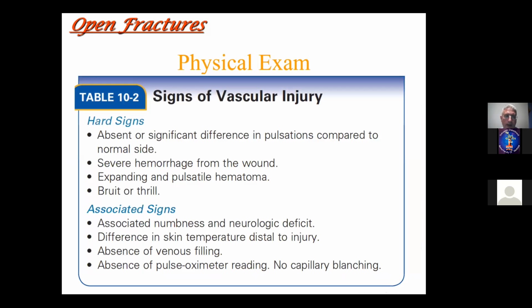Signs of vascular injury: we have, of course, hard signs and we have associated signs. The hard signs, of course, are severe bleeding, active bleeding from the wound, absent or significantly different pulsations compared to the normal side, and expanding or pulsatile hematoma. Expanding hematoma is very important because sometimes open fractures are sent to a small hospital, which refers the patient to a bigger center after suturing the wound for hemostasis. But when you see the patient, you know that there's an expanding hematoma. This expanding hematoma is a hard sign of vascular injury, or you feel a bruit or thrill.